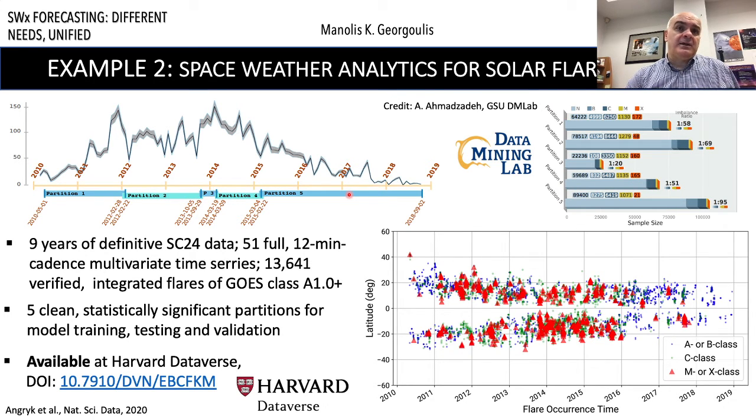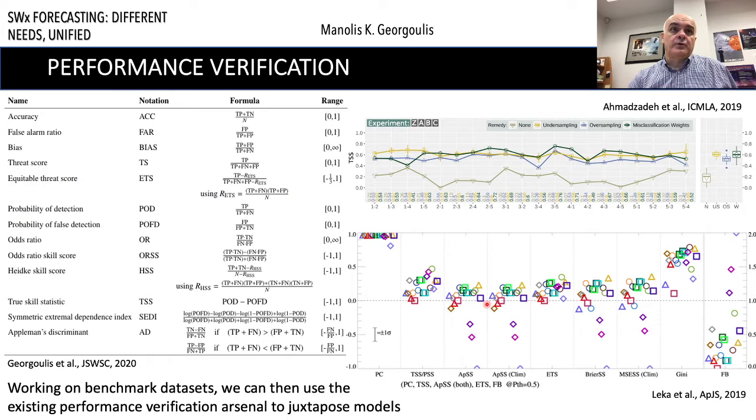We have more than 9 years of data, 51 metadata parameters, full cadence time series at 12 minutes, and more than 13,500 flares integrated in there. These are all available at Harvard Dataverse, and you can read everything in a recent paper by Rafal and Greek et al. in Nature Scientific Data. And this over here is what we call the flare butterfly diagram, in which case you can see that we have pretty much covered homogeneously the entire solar cycle 24.